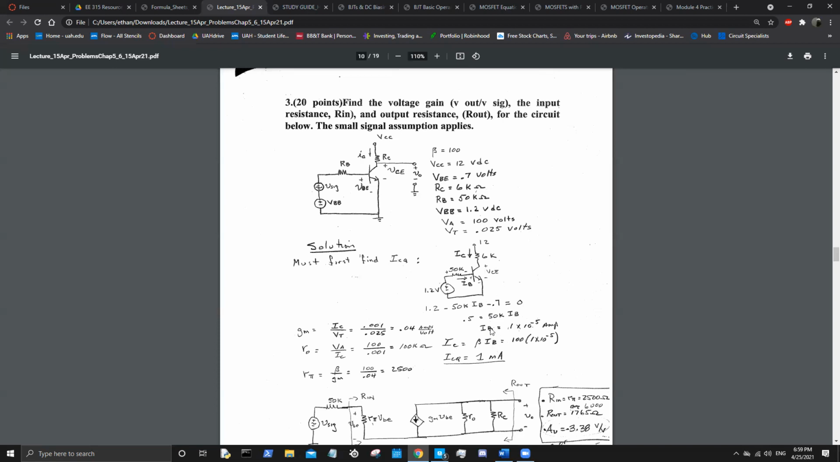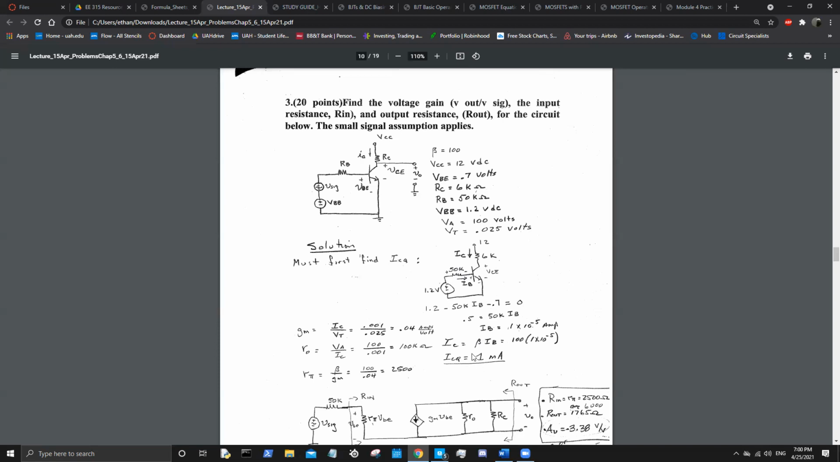The alpha relationship. So he finds IB by starting here, going across this, and then down across the 0.7. So he goes from the base to the emitter and to the ground node. So he goes from 1.2 across 50K times IB, and then has a drop of 0.7 volts here and then hits 0, and then he solves there. So that's not too tricky. And then as you said, he uses the relationship with beta to solve IC, which is just 1 milliamp.